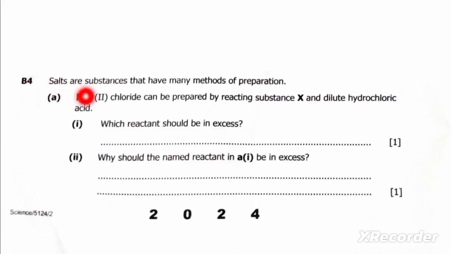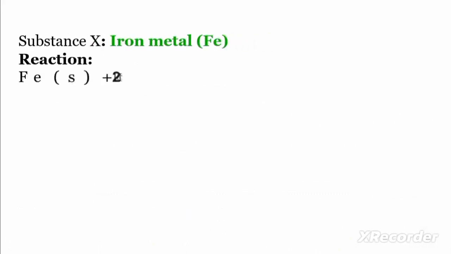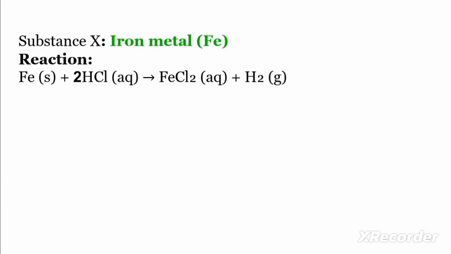Question B4, salts are substances that have main methods of preparation. Question A, iron 2 chloride can be prepared by reacting substance X and dilute hydrochloric acid. Which reactant should be in excess? Okay, so the substance that should be in excess is iron metal, or substance X. So substance X is the substance that should be in excess.